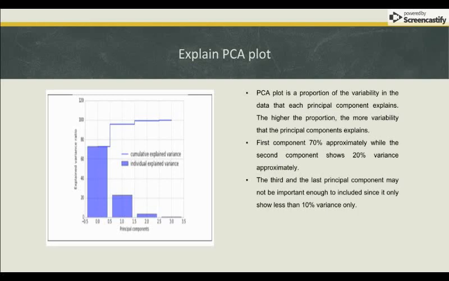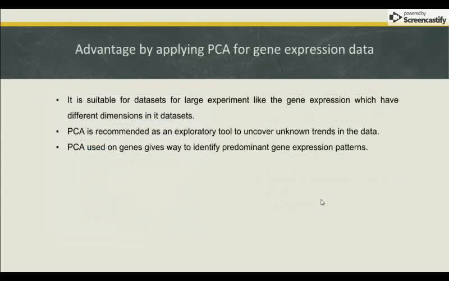Based on the figure, the first component shows approximately 70% variance, while the second component shows approximately 20% variance. The last principal component may not be important enough to include since it only shows less than 10% variance. On the last question, we describe the advantage of applying PCA for gene expression data.